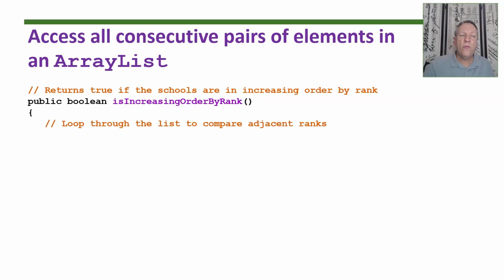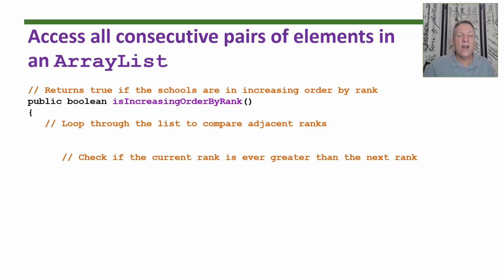Well, we need to loop through the list to compare the adjacent ranks. We're going to compare each school with the one right after it. So we're going to check to see if the current rank is ever greater than the next rank. It shouldn't be, right? It should always be less than the next rank. But if it is greater than the rank of the college right after it, well, that's not good. That means they're not in increasing order. So we're going to immediately return false.